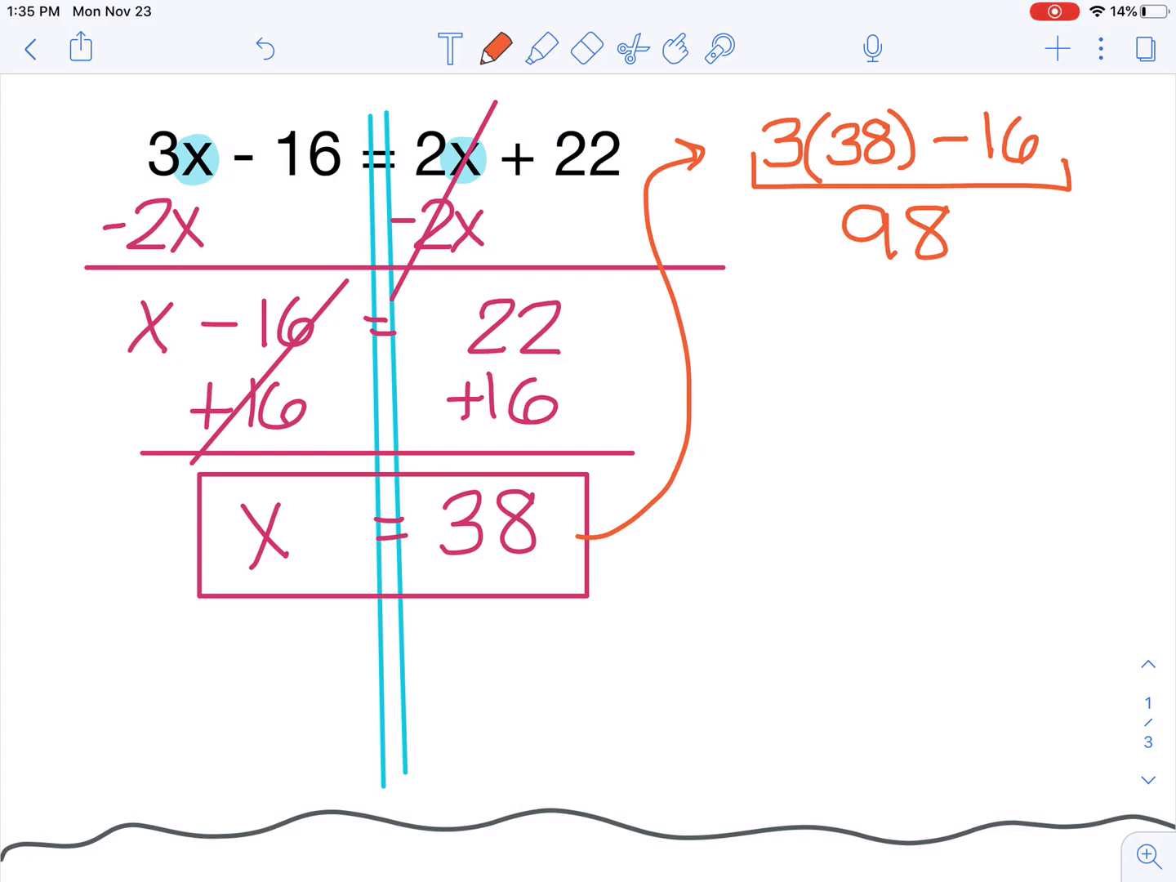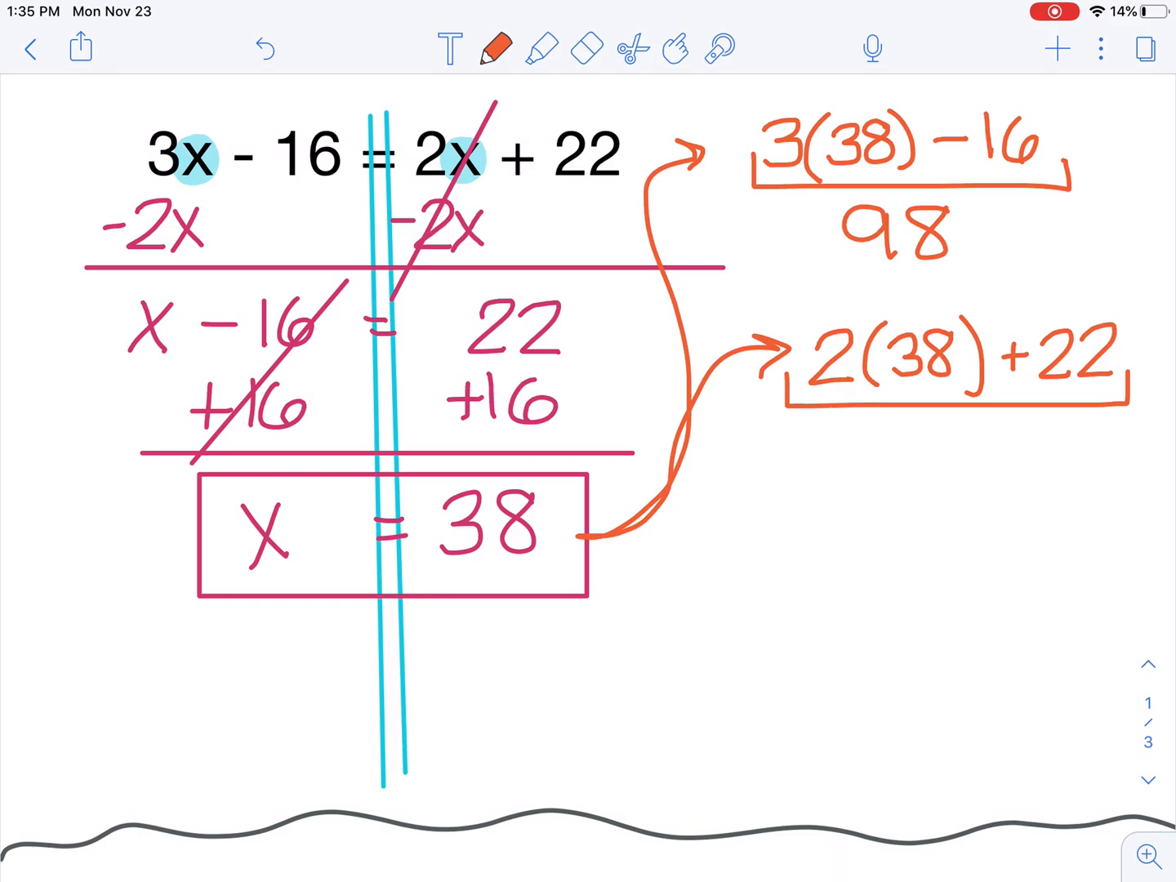I'm going to do the same exact process now with the other side of my equation. So this time, 2 times x plus 22 should give me the same answer. So I'm going to type this whole side into my calculator. 2 times 38 plus 22. And luckily, I get 98 again. Because I have the same answer on both sides, that means that I can say confidently that I have done this problem correctly and that x is equal to 38.